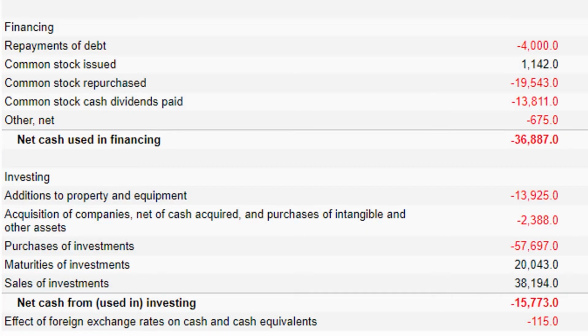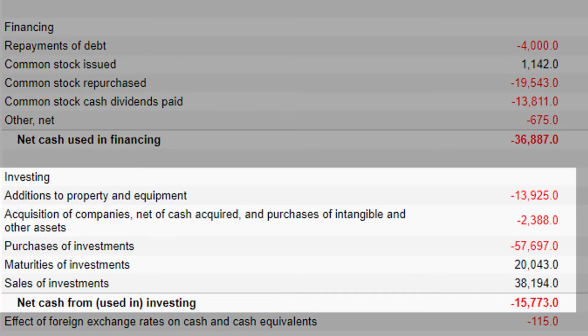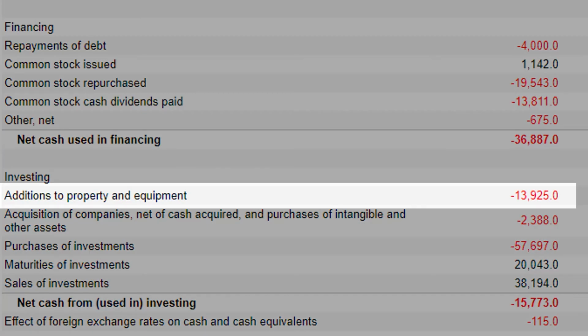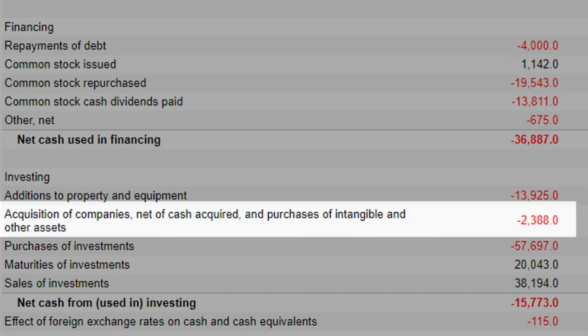The last section on the cash flow statement is the investing section. So the first thing you always see in the investing section is property, plant, and equipment, or capital expenditures. And this shows us here that Microsoft paid $13.925 billion on capital expenditures in the period. The next line item, 2.388, Microsoft spent that amount on the acquisition of companies or intangible assets.